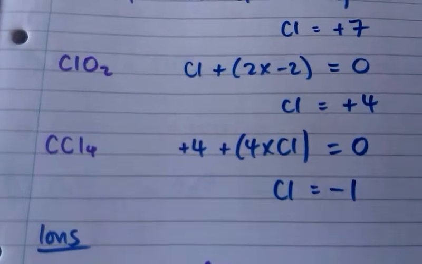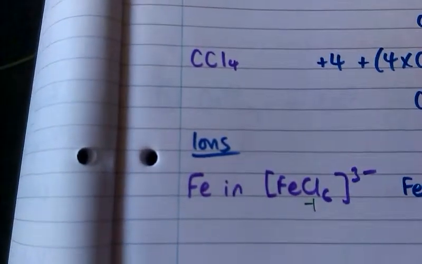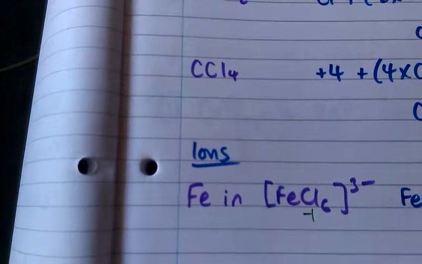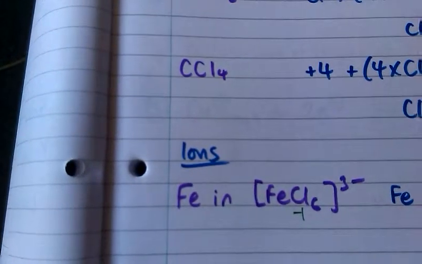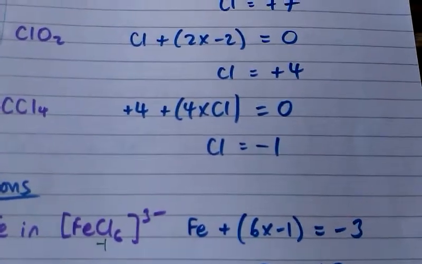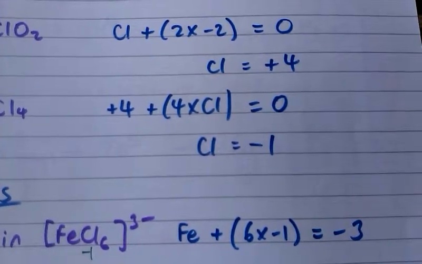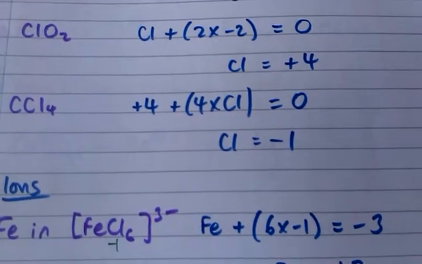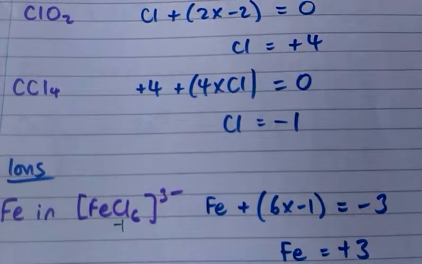Okay, in ions then, if we want to work out the oxidation state of iron in this ion complex, we know that the oxidation state of chlorine is -1, and there are 6 of them. So the oxidation state of iron plus 6 times -1 is equal to -3, which is the overall charge on the iron. So the oxidation state of iron in this case must be +3.